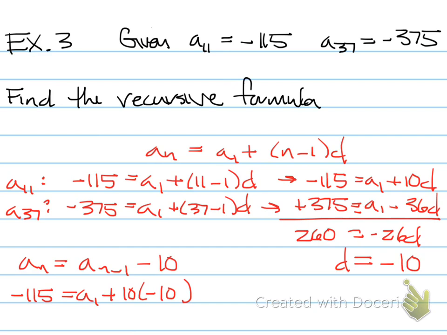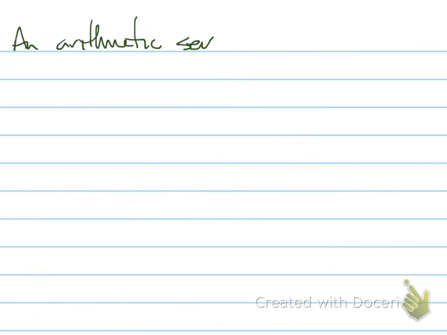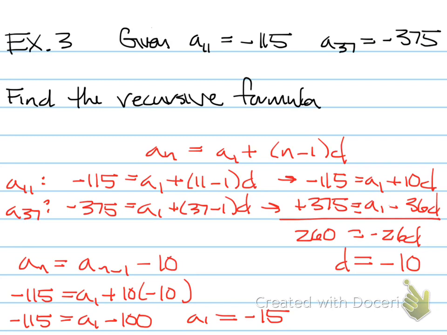I just used the first equation: negative 115 equals a sub 1 plus 10 times d, which is negative 10. 10 times negative 10 is negative 100. Add 100 to both sides, and we get a sub 1 equals negative 15.